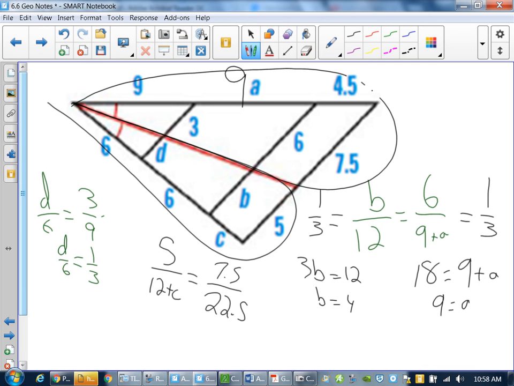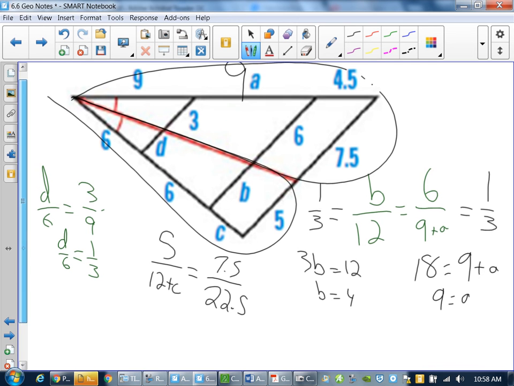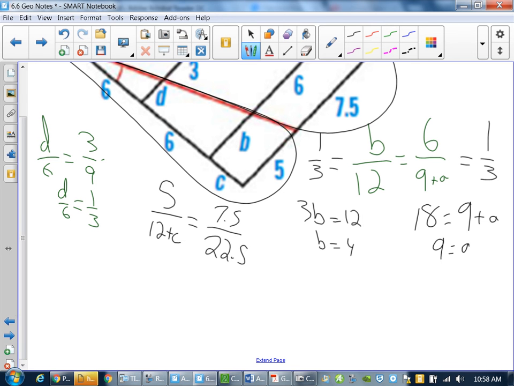Now, a couple things you can do here. You can multiply all that out by your calculator, or you should find out that this fraction simplifies to be, what do you think? 1/3. This is the same scale factor. So you cross multiply, you get 15 is 12 plus C. So what's C? 3.